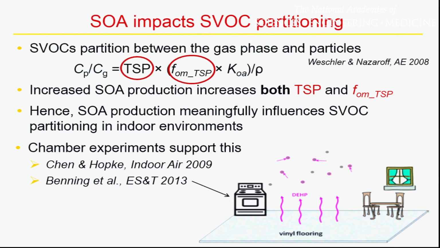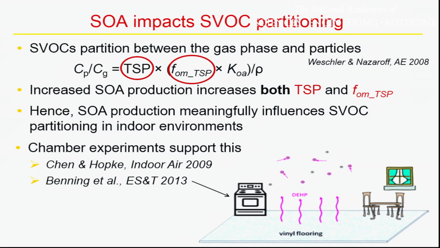Glenn mentioned the generation of secondary organic aerosols indoors. When we increase the level of secondary organic aerosols indoors, we affect partitioning. When we increase the level of SVOCs indoors, the ratio of SVOCs associated with airborne particles to SVOCs in the gas phase goes up. And if we look at the math behind this, and this is the only equation I'm going to show in the presentation, the ratio of an SVOC in the particle phase to the SVOC in the gas phase is approximated by this expression.